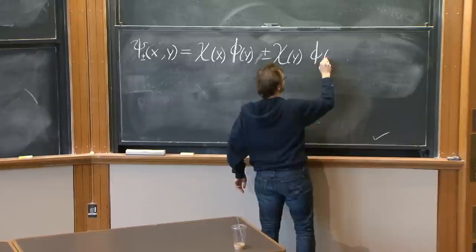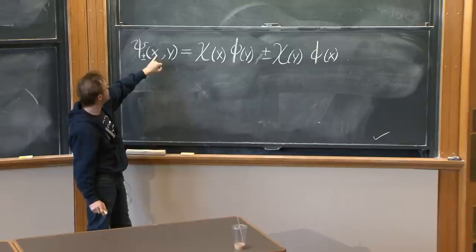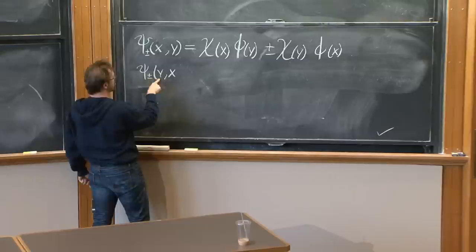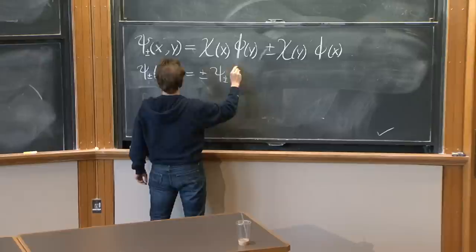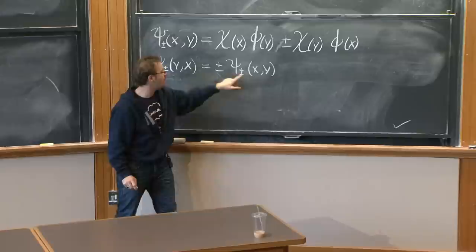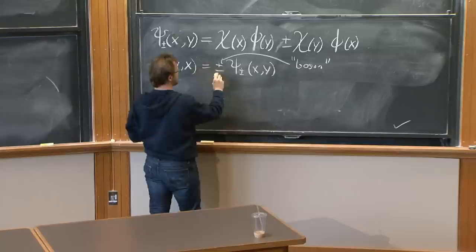And the point of this linear combination is that when I exchange the positions x and y, so that here this is the amplitude for the first particle to be at x and the second particle to be at y, if I switch to psi plus or minus of y, x, so that the first particle is at y and the second particle is at x, this swaps these two terms, and this is equal to plus or minus psi plus or minus of x comma y. So this wave function has been concocted to ensure that under the exchange of the position of the two particles, the wave function stays the same up to a sign. This plus sign is associated with systems we call bosons, and the minus sign is associated with systems we call fermions.